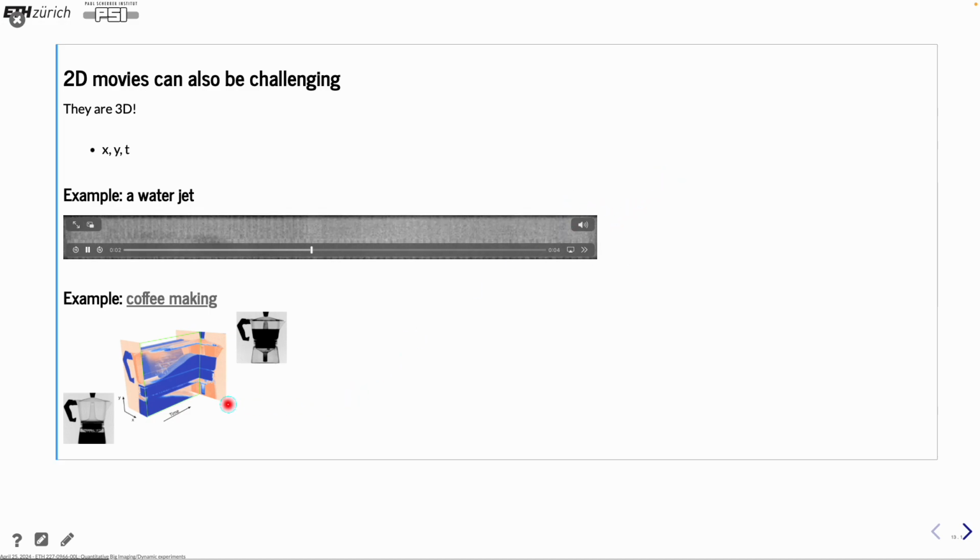Another time series would be coffee making. This is a neutron image time series of 2D images where you can see how the water is boiled in this coffee pot. And this image is a kind of visualization of how the water is moving from the lower part up into the prepared coffee, and you can see the bubbles.